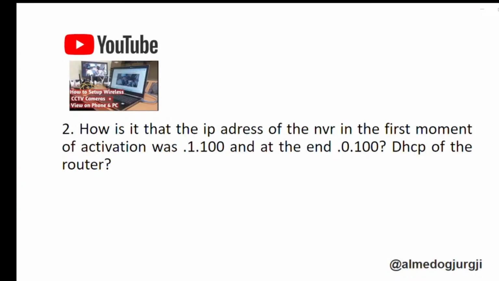This is also a question from the same person that asked the first two questions, and says, how is it that the IP address of the NVR in the first moment of activation was .1.100 and at the end .0.100? Is it DHCP of the router? This is also a question on how to set up wireless CCTV cameras, and also be able to view them on your PC and on phone.